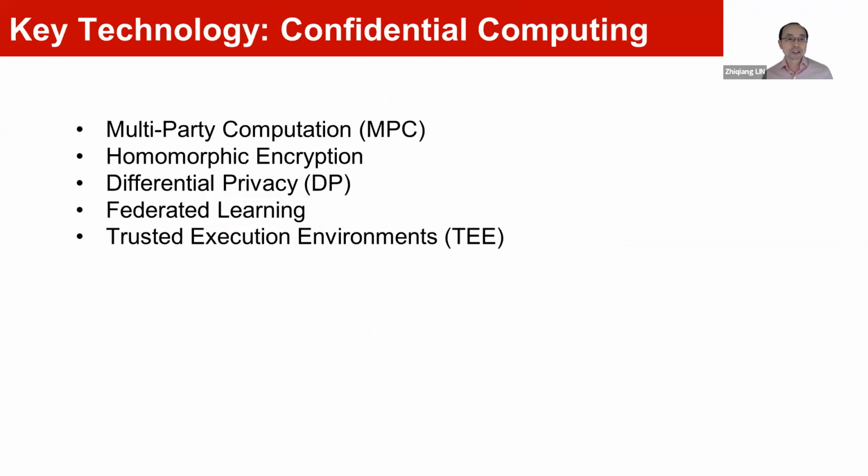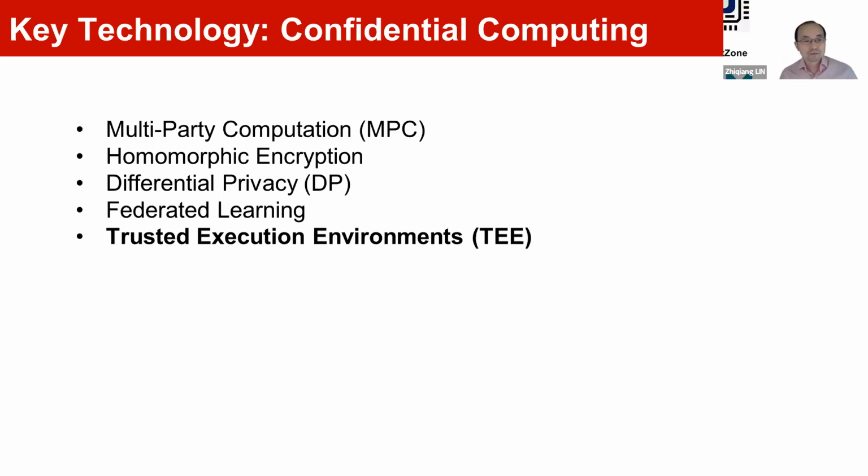One important technology is confidential computing. Confidential computing is not new at all, and it has been there for many, many years. And lots of technologies have been developed in this direction. This includes multi-party computation, homomorphic encryption, differential privacy, federated learning, and trusted execution environment. In my talk today, I will focus on trusted execution environment.